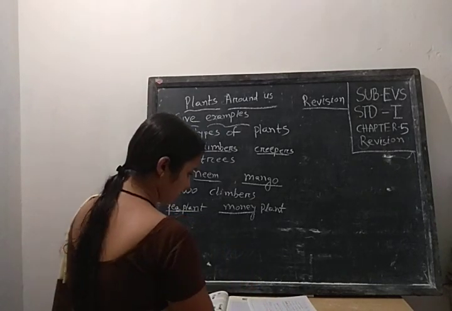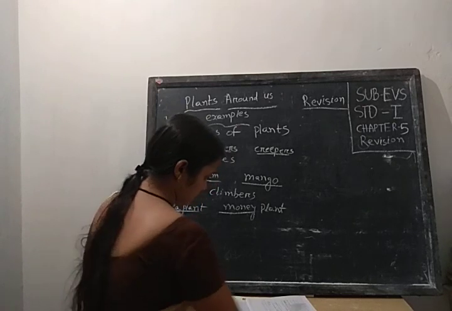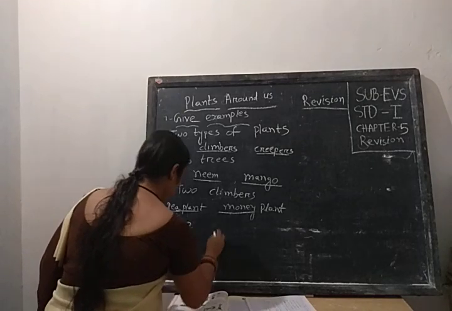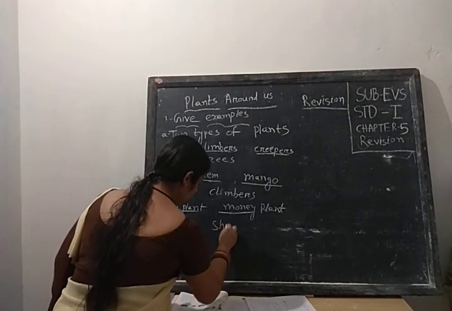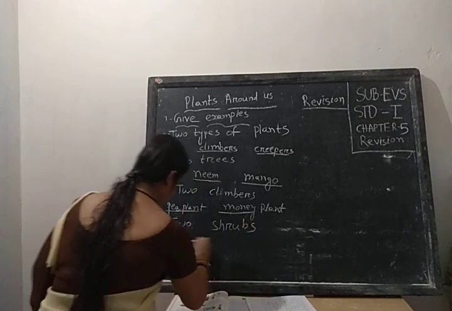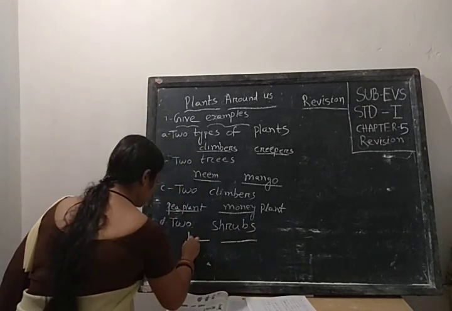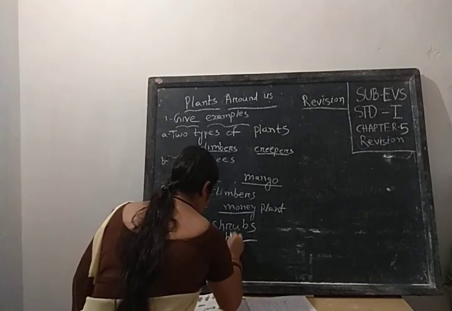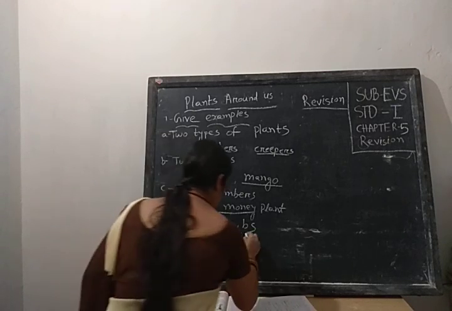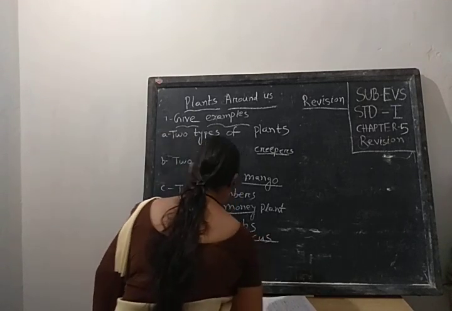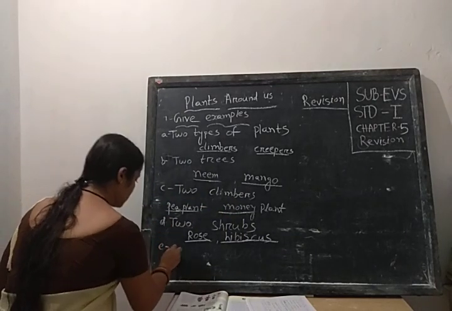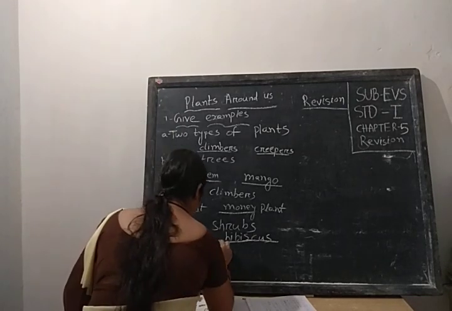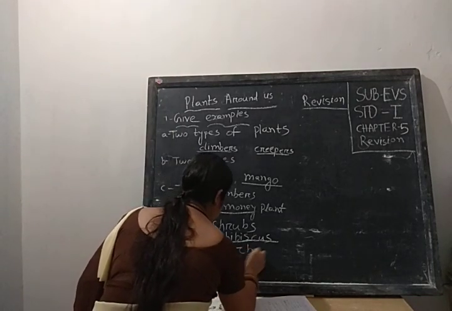Next question, number D. Two shrubs. Next question, number E. Two types of herbs. Two herbs.